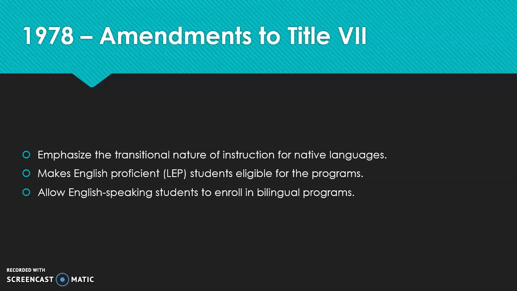(1978) Amendments to Title VII. These amendments emphasized the transitional nature of instruction for native languages. It made limited English proficient (LEP) students eligible for the programs and allowed English-speaking students to enroll in bilingual programs.